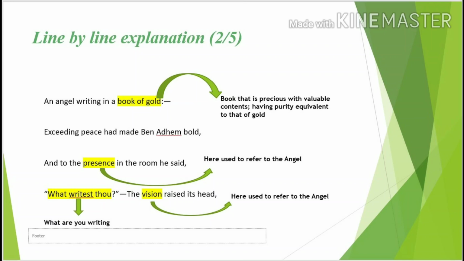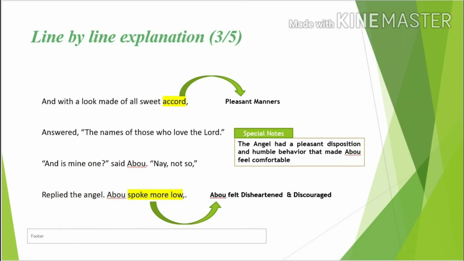What does the angel do? The angel raises her head, her or his, the gender is not clear here, raises its head and what does she answer? Answered, the names of those who love the Lord. And is mine one? Said Abou. Nay, not so. So the angel answers that I am writing the names of those people.